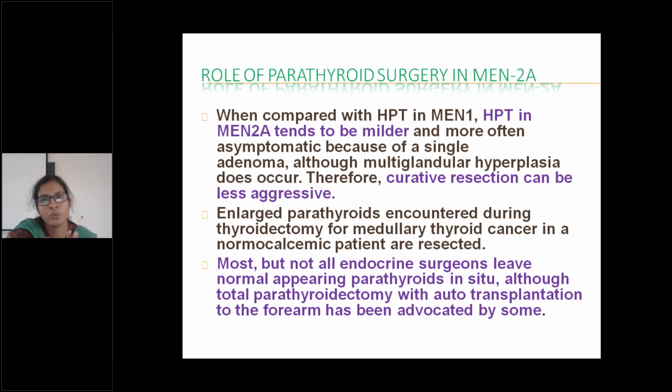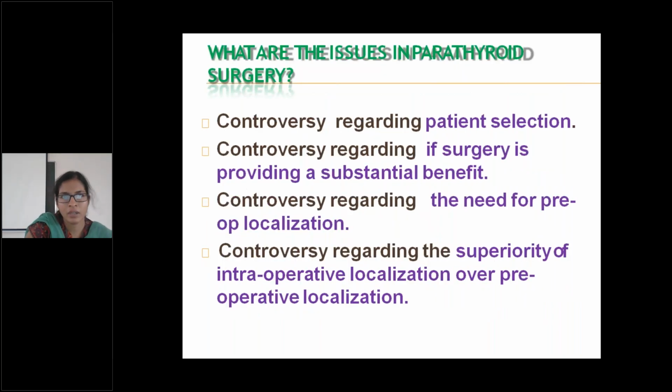Compared to MEN 1, the hyperparathyroidism in MEN 2A tends to be milder and more often asymptomatic. Regarding gland involvement, in MEN 1 all 4 glands are involved. In MEN 2A, only a single gland is involved, and curative dissection can be less aggressive.